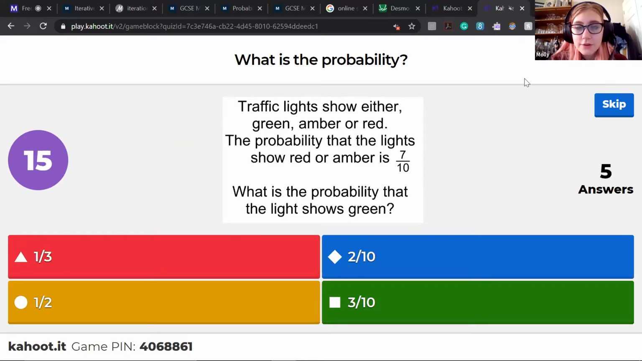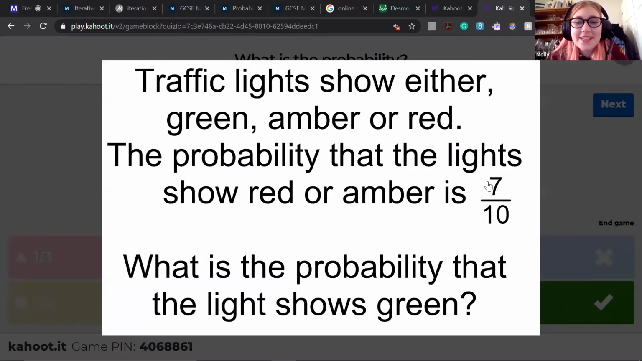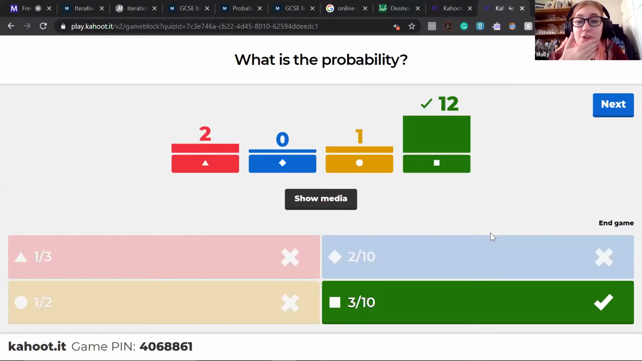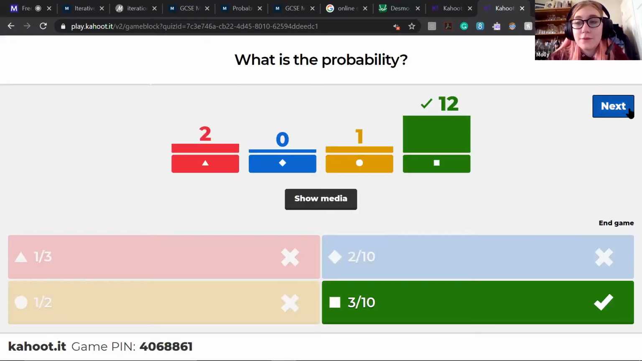I think we got 100% on this one last time. So let's see if we can do that again. Ah, almost. So the reason is because a traffic light can only be these 3 things: green, amber, or red. Red or amber is 7/10. So green has to make it add up to 1, so it has to be the 3/10.